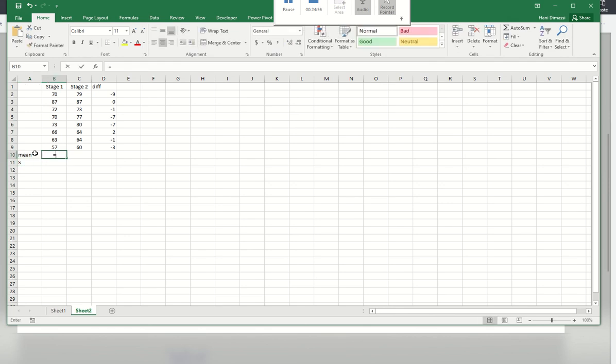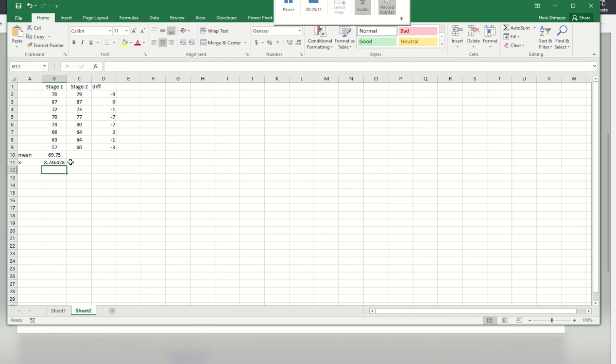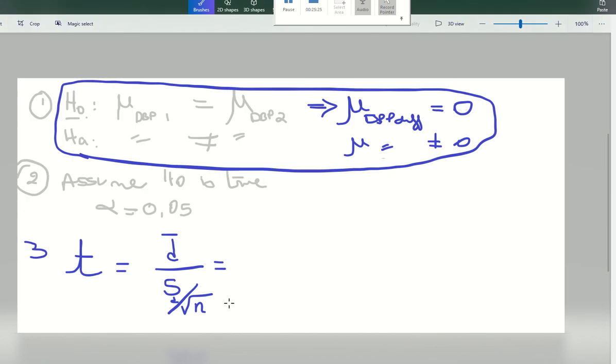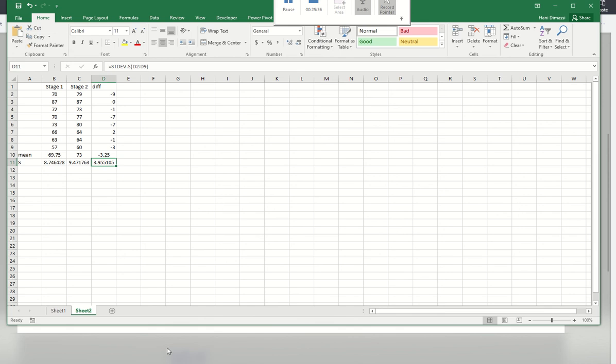I'm going to calculate the mean and I'm going to calculate the standard deviation. All right, so I can use my formula that says average, and I identify the data, and standard deviation. Remember, for standard deviation to always use the standard deviation of sample, and by a simple cut and paste. So here's my D bar, negative 3.25, and the S is 3.955. Go back to here, negative 3.25 divided by 3.955.